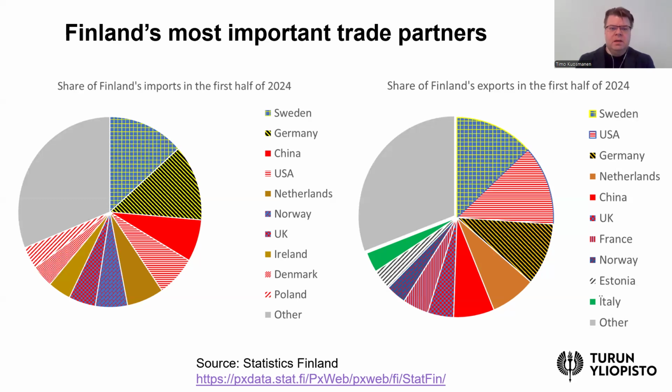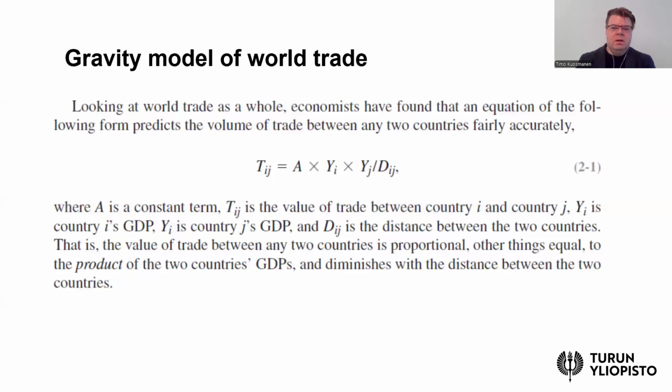in Finland's latest trade statistics? To address that, it can be useful to consider the so-called gravity model of world trade. The term gravity here comes from physics. Of course, in physics, there are laws of gravity that govern, for example, orbits of planets and other objects.